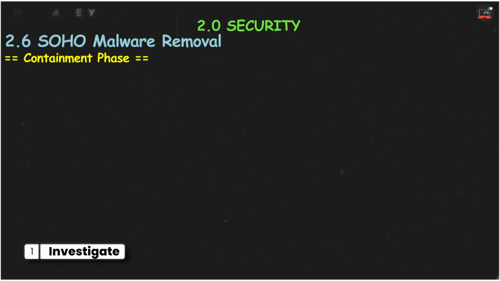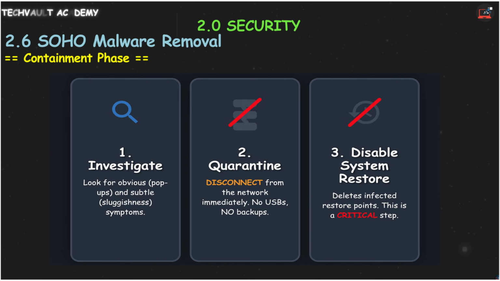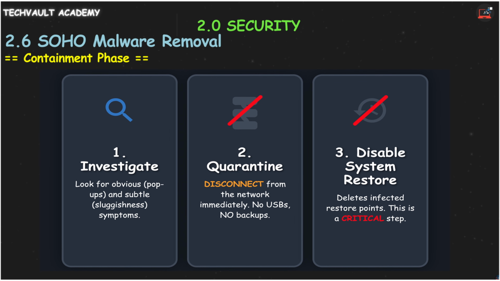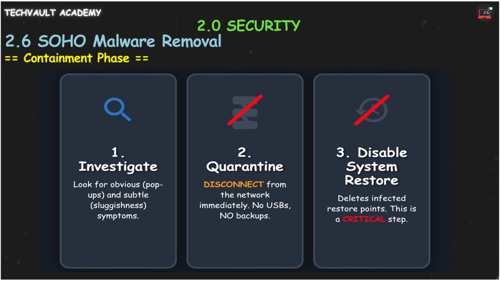Step 1. Investigate and verify. Think of yourself as a computer doctor. Are the symptoms obvious, like a Windows security alert screaming, "Threats found"? Or are they subtle, like a slow boot up or unusual sluggishness? Just like a doctor checking a patient's temperature, you need to recognize both the clear and the hidden signs of sickness.